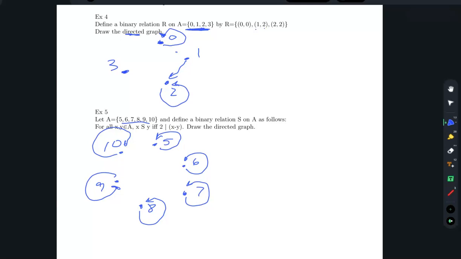Okay, so then let's look at what we've got. 2 will divide 5 minus 7, and 2 will divide 7 minus 5, so we have to have our arrows in both directions. And 2 will divide 6 minus 8, and 8 minus 6. And 2 will divide 6 minus 10, and 10 minus 6. And 2 will divide 7 minus 9, and 9 minus 7. And 2 will divide 10 minus 8, and 8 minus 10. Wow, that's a lot of arrows.